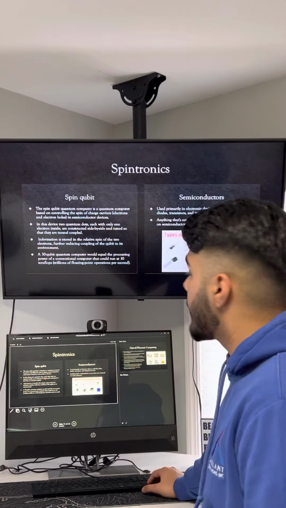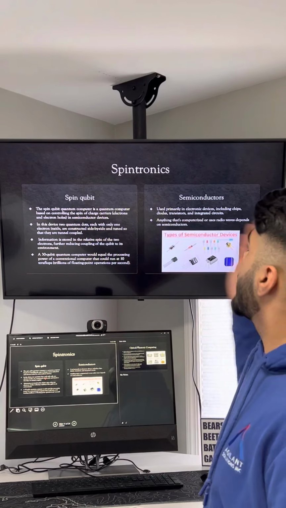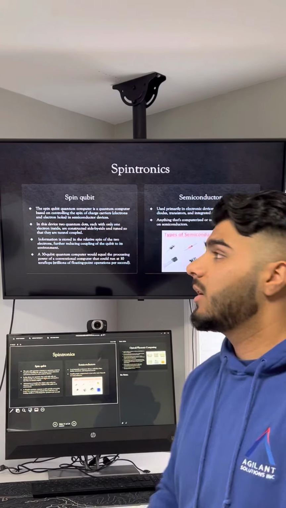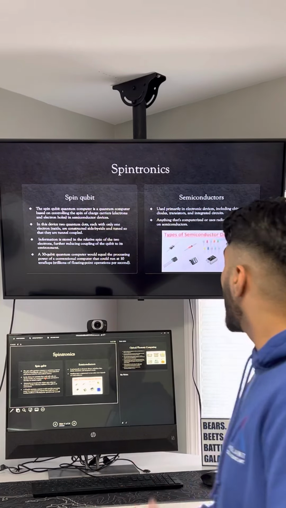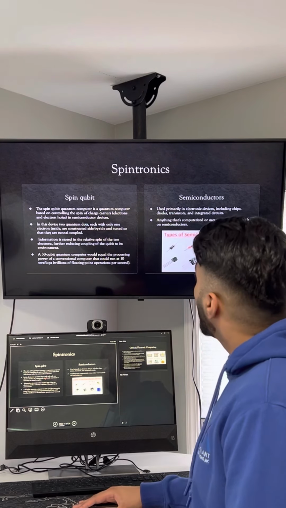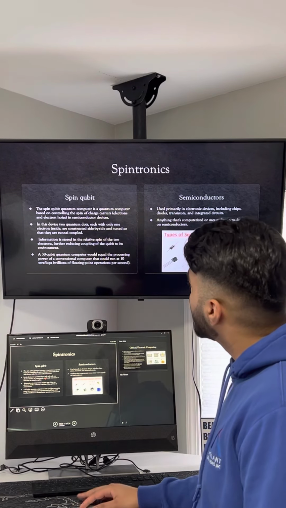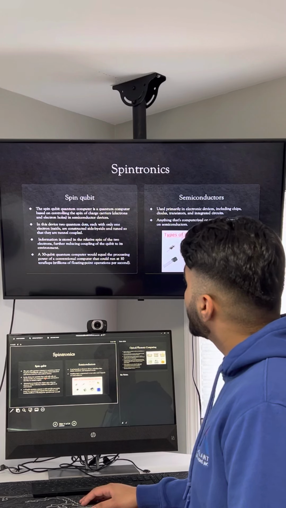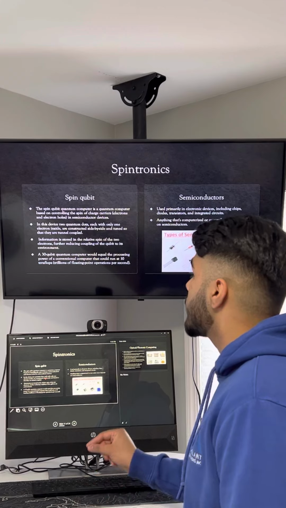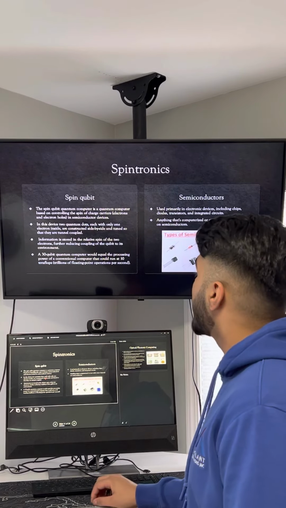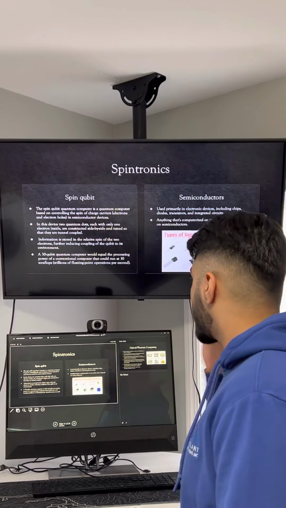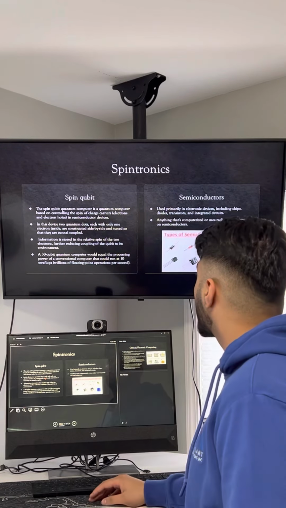Spintronics. So we were talking about qubits, and so spin qubits and semiconductors. Semiconductor is pretty easy. It's basically just hardware that's used for spintronic material. But yeah, a spin qubit is a quantum computer based on controlling the spin of charge carriers, so electrons and electron holes in semiconductors. So they definitely go along with each other. That's what I was referring to, the hardware, how semiconductors are incorporated with spin qubits.